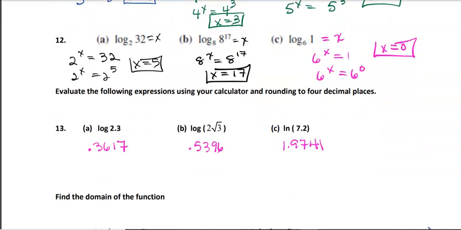Okay, here you're going to change your mode to 4. So once your mode is 4, you're just going to type in log 2.3 and you're going to get 0.3617.